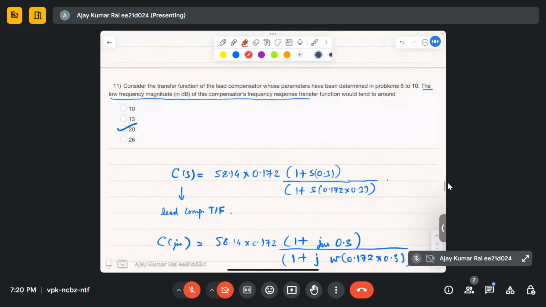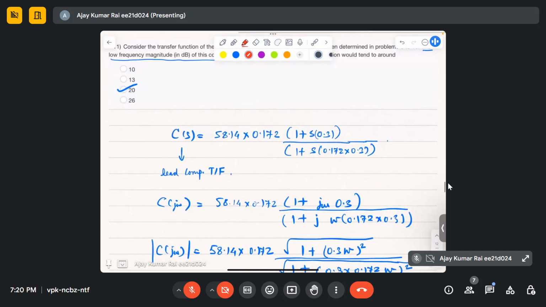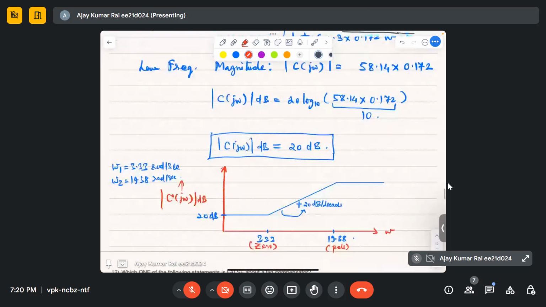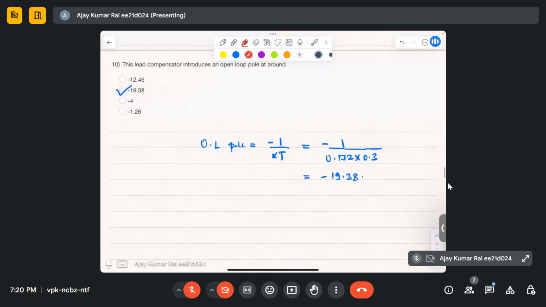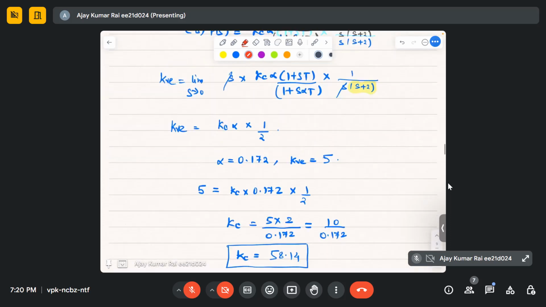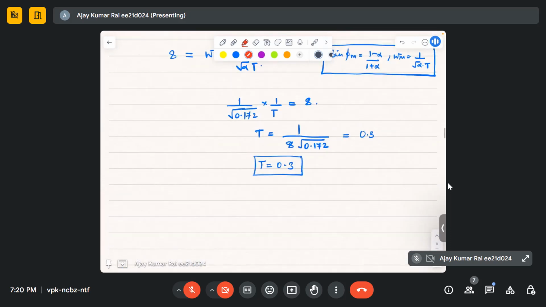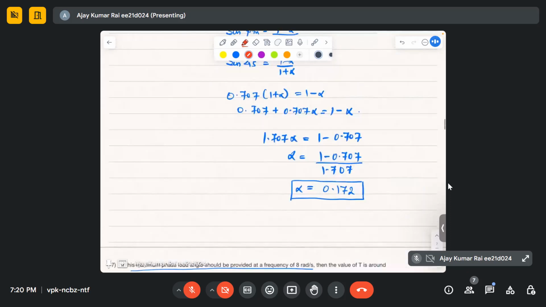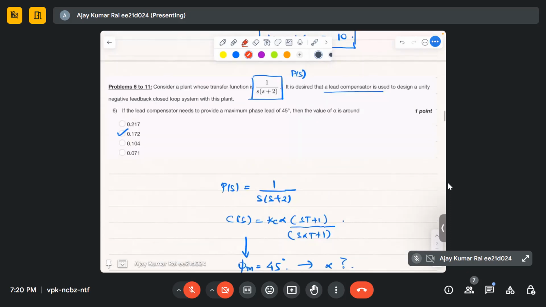And the 11th question was about the lead compensator, about the design of the lead compensator. Questions 6 to 11 were about the design. In order to design the lead compensator, you require three parameters, Kc, alpha, and T. That's what we have done. For the given requirement, we have found out the values of these parameters.